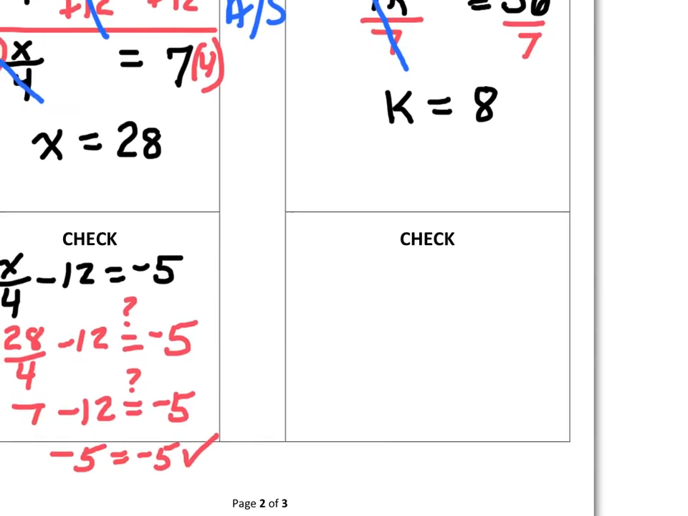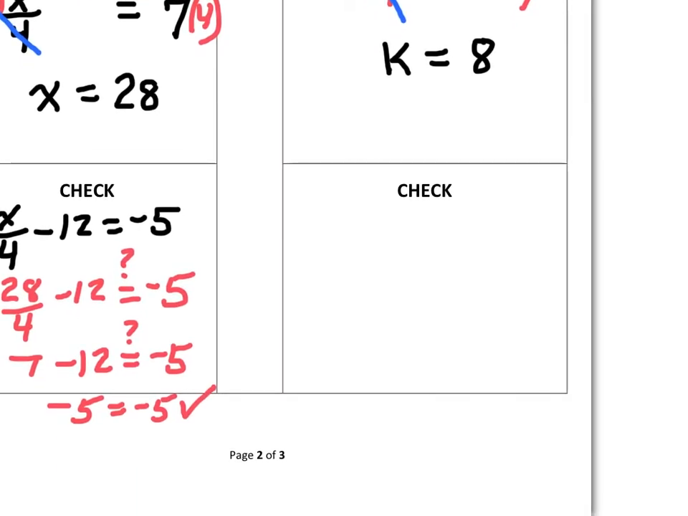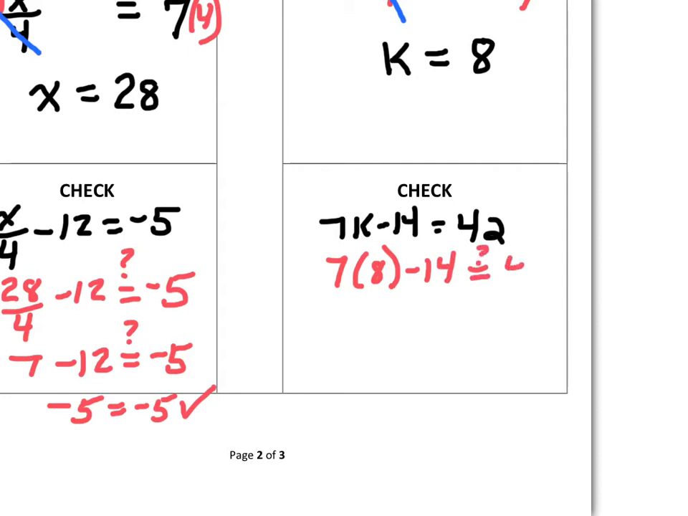Okay, so we think k equals 8, but we need to check our answer. So the first thing we're going to do is write down the original equation, 7k minus 14 equals 42. And we're going to substitute 8 in to see if we have true equality. We're going to see if that does equal 42. 7 times 8 is 56, minus 14. We're asking ourselves, does that equal 42?